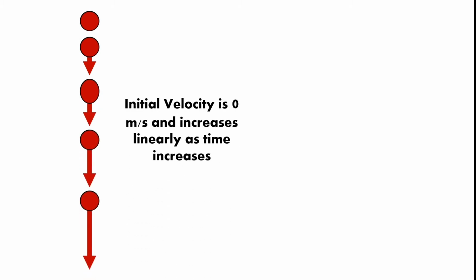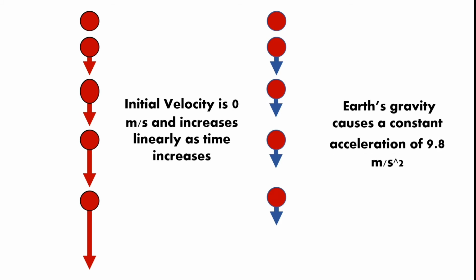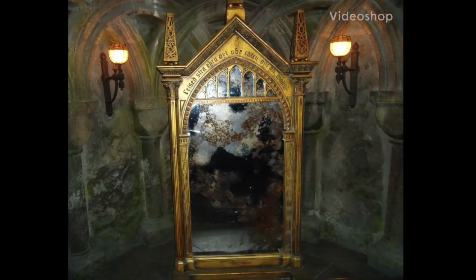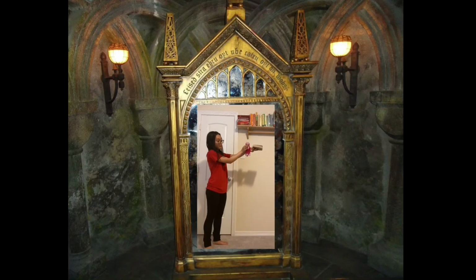When Harry Potter pushed Voldemort and the two both fell off, the initial velocity was 0 meters per second. As the time increased, their velocity increased linearly, allowing for exponential distance to be traveled. When in the air, there was only one force acting on them, the force of gravity, which also caused a constant acceleration of 9.8 meters per second squared. We can also see such an example when looking at the following demonstration.